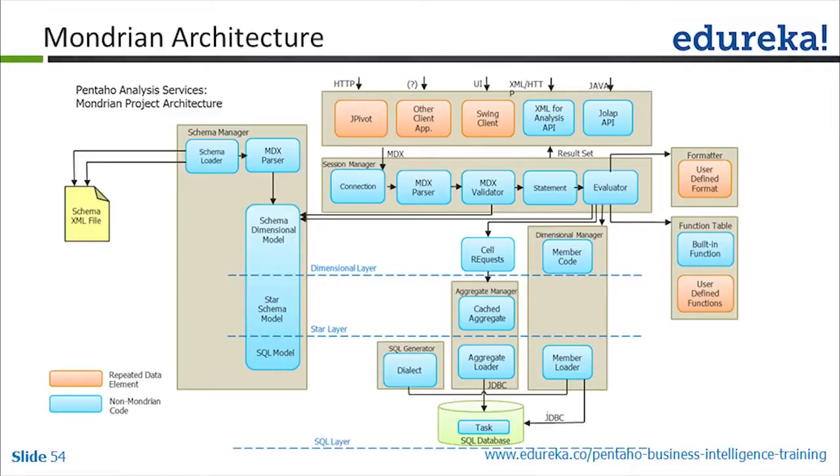Similarly, you have your star layer and dimensional layer shown here. Once you get the connection, the MDX is validated and passed to the SQL database through the aggregate loader and everything through a JDBC connection. So this is how you get your data back to the front on your client.